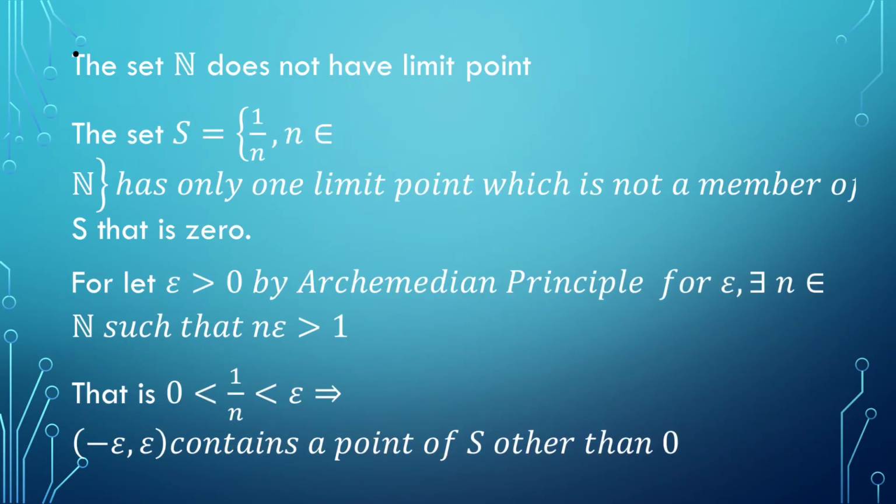Let's look at the natural set. If you take any natural number P, you'll find that its neighborhood will not have another point except P, and therefore it does not have a limit point. Let's look at this set here, defined as this, where n is a member of the natural set. In this case, we will only find one limit point, which is not a member of the set S, and that is 0.